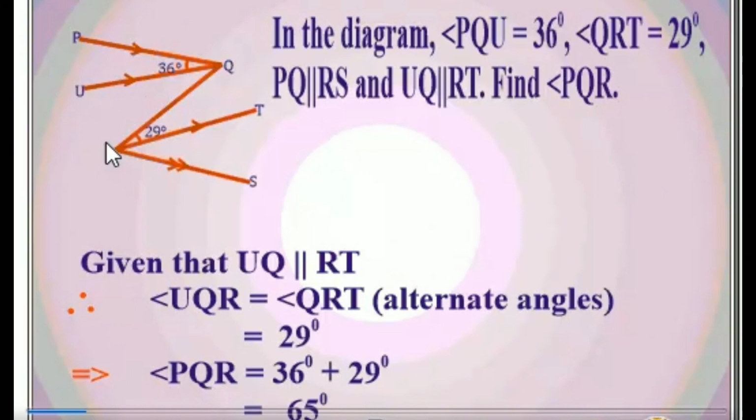Now, given that line UQ is parallel to line RT, therefore, angle UQR is equal to angle QRT because the two of them are alternate angles. So that is to say, angle UQR is equal to 29 degrees. So you add that to 36 degrees and you have 65 degrees. And that is the angle you are asked to find. Do you understand?